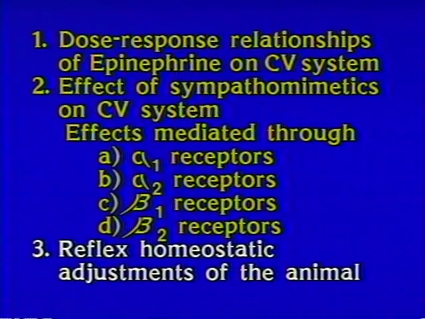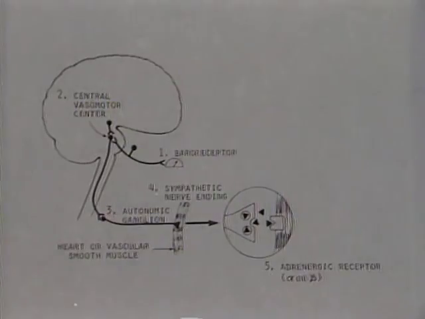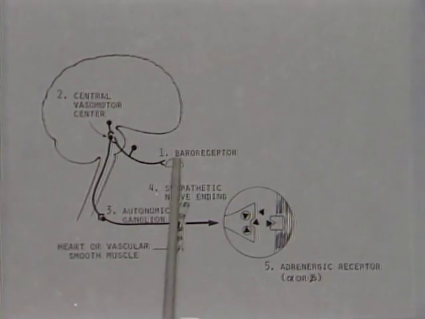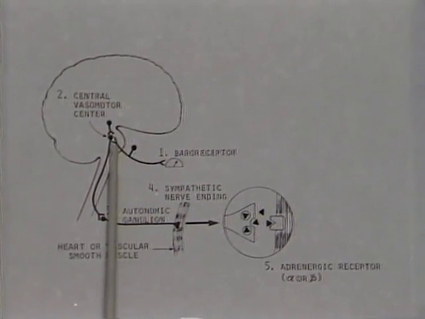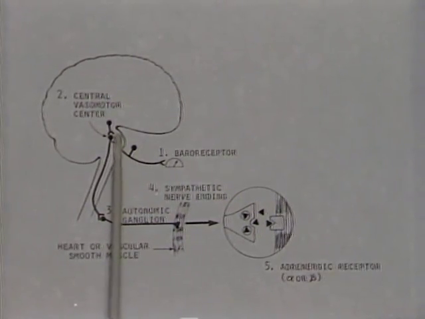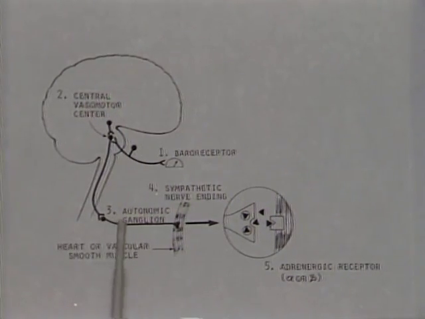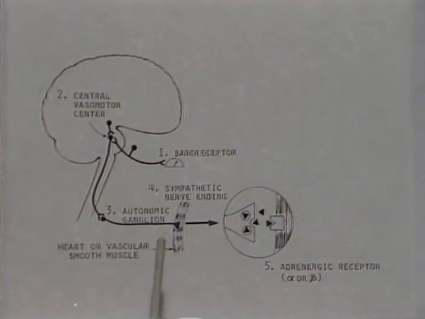The final objective in today's laboratory demonstration is to demonstrate the reflex homeostatic adjustments of the animal. As already demonstrated with the sympathomimetics, the animal adjusts to changes in blood pressure through the baroreceptor reflex. Baroreceptors in the carotid sinus monitor blood pressure. Afferent impulses are relayed to the central vasomotor center, which in turn modulates sympathetic outflow to the heart and vascular smooth muscle.